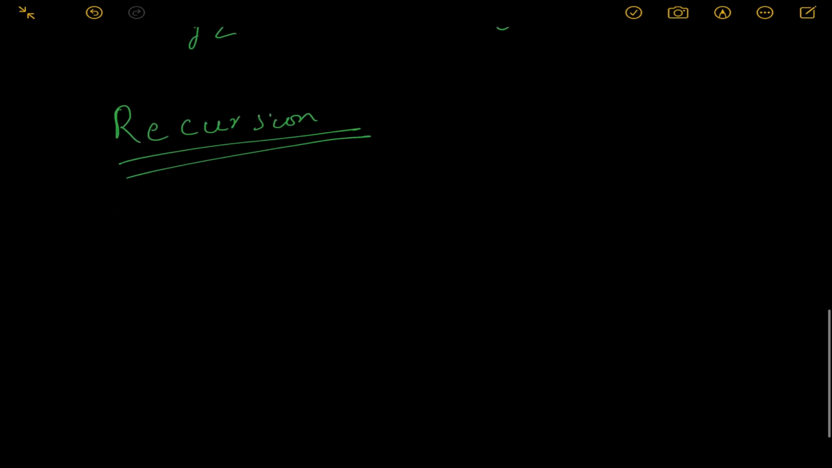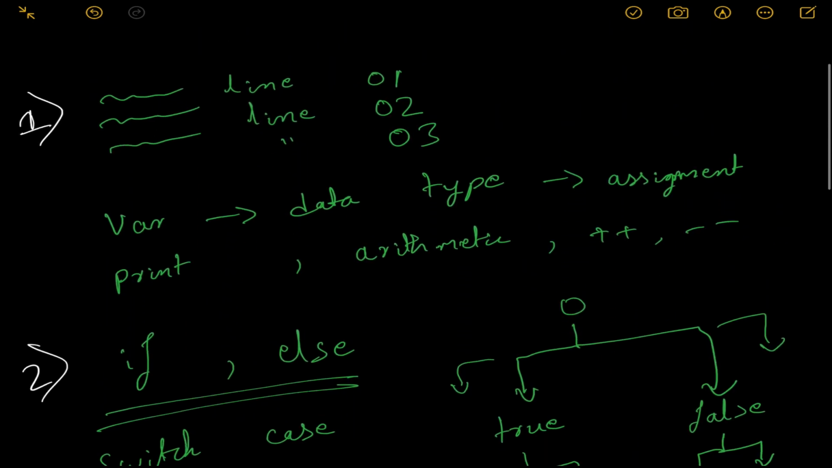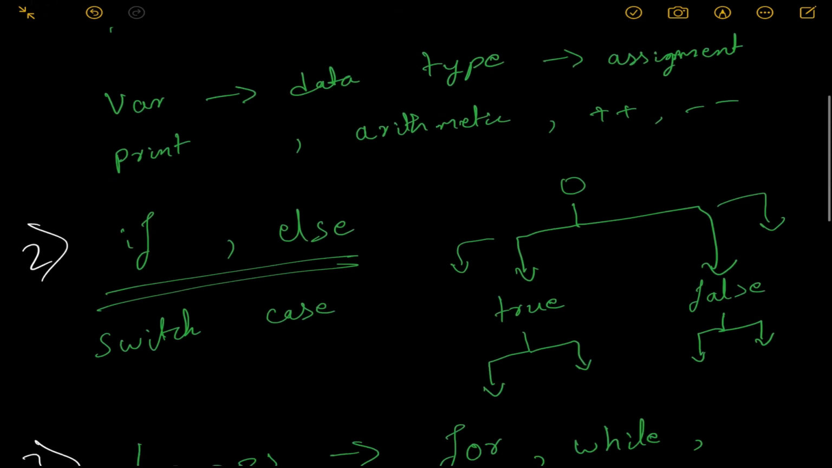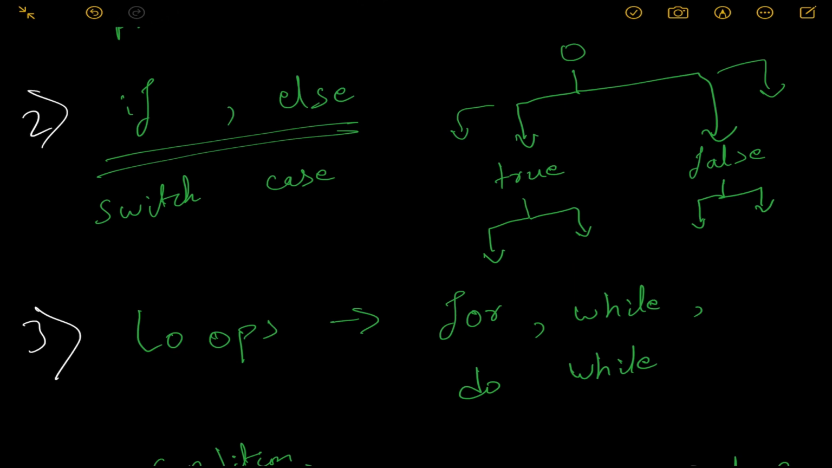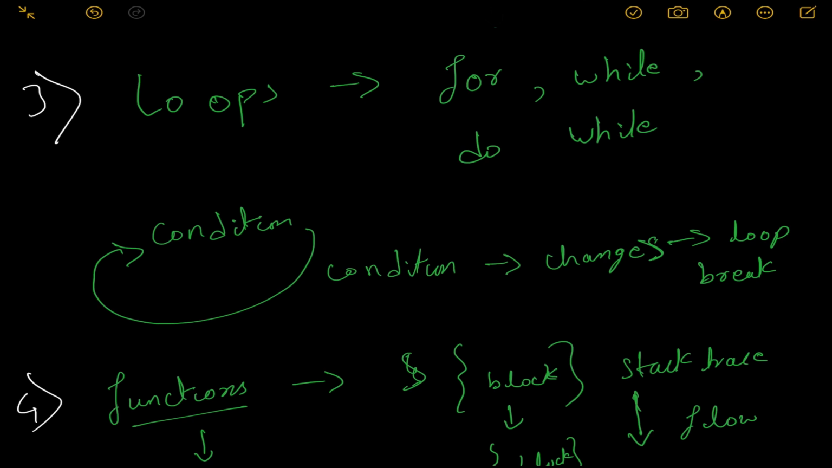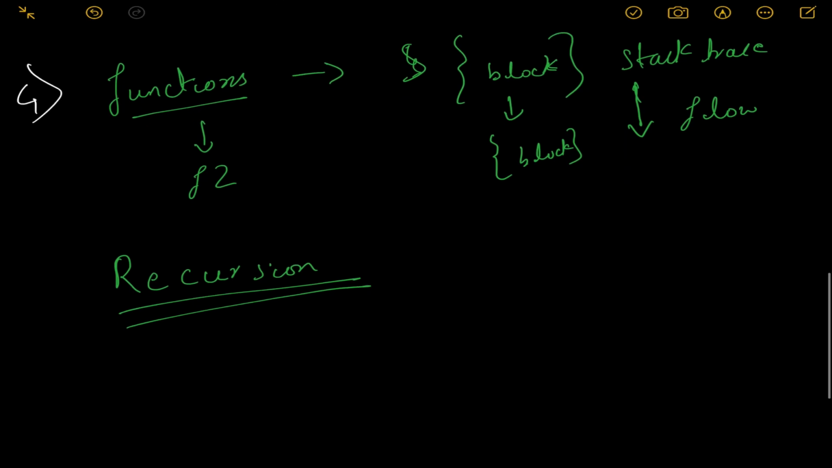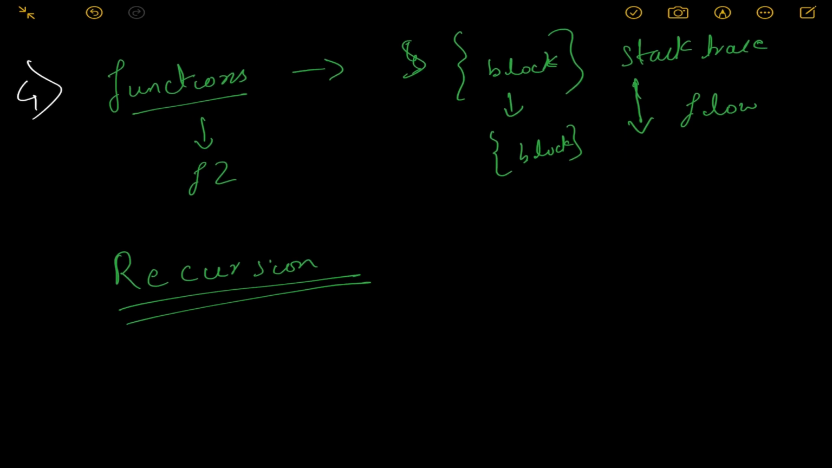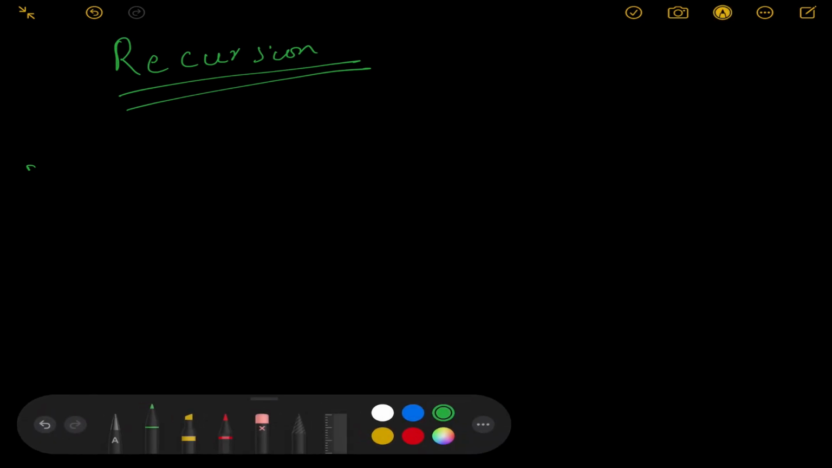Okay, so let's recap. First, you understood what the code does at each line. Then you understood the conditional statements, like how the flow goes when it's true or false. Then you also understood how your loops work. Then, very important, you understood how your functions work as well. These four are very basic concepts, and once they are clear, you are now ready to move on to the next step.